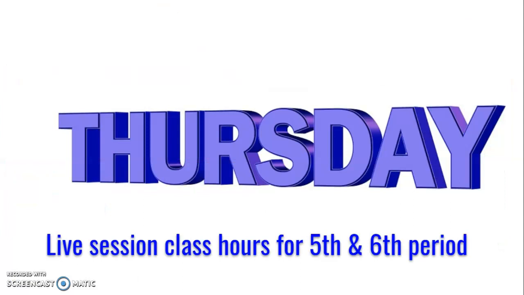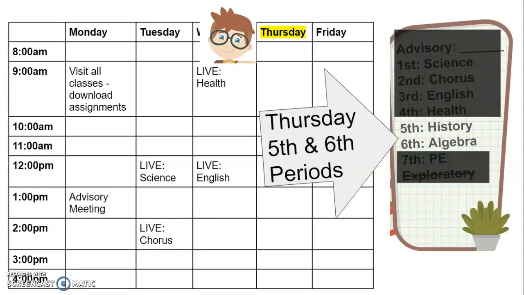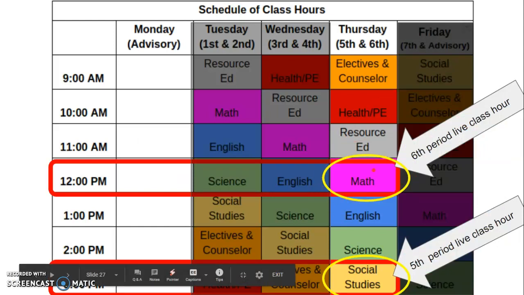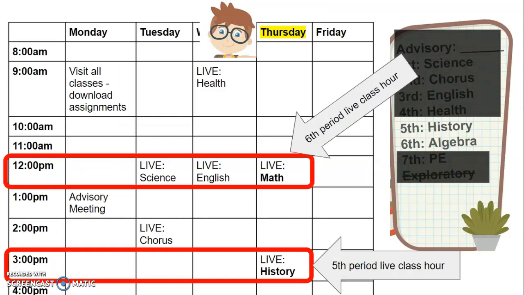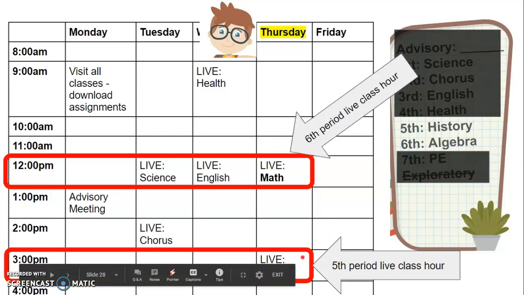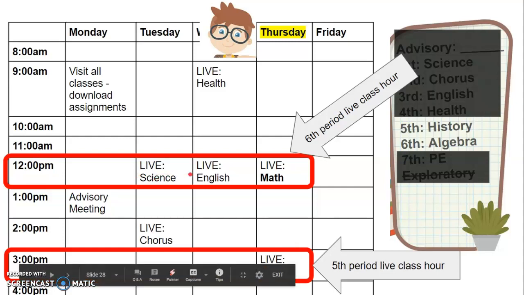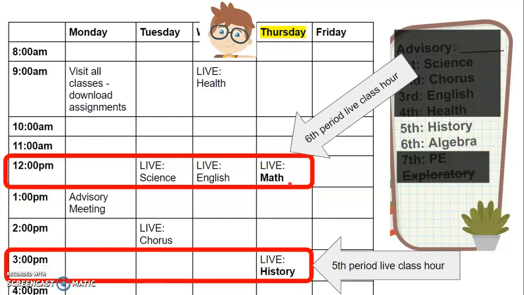Thursday, we're now focusing in on 5th and 6th period. In this case, he had history for 5th and algebra for 6th period. So he looks at the schedule and he finds math, and math is over here at noon on Thursday, and social studies is scheduled at 3 p.m. So he sticks in his math class at noon, and he sticks in the history class at 3 p.m. on Thursday. Now you'll notice this particular student seems to have class every day at noon, and that is a coincidence with his schedule. All schedules will be different and bounce around throughout.